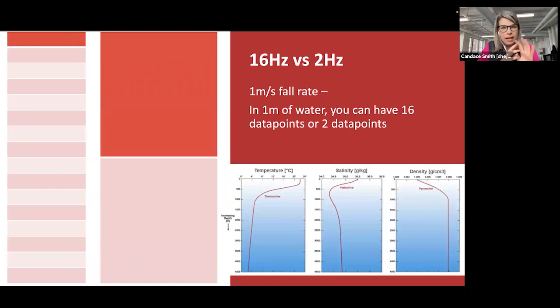Visually, if you think about collecting data from a 16 Hertz versus a 2 Hertz perspective, if you have a meter per second fall rate on the CTD, that's the difference in 1 meter of water of getting 16 data points or 2. So when we think about these physical features in the water column, like the thermocline and the other clines, if you're sampling faster, you're going to have a better chance of capturing those features. Having 16 data points versus 2, you're much more likely to see that data and have that high resolution data. So that's just a particular example of how that looks.